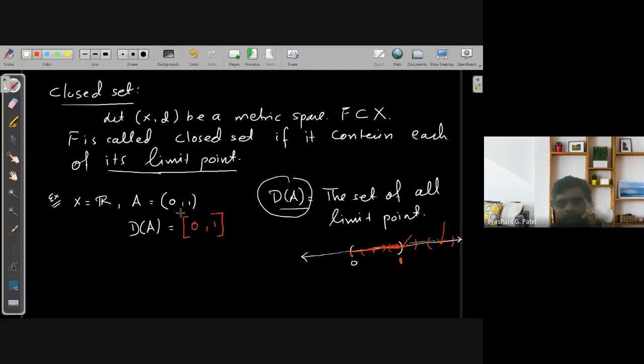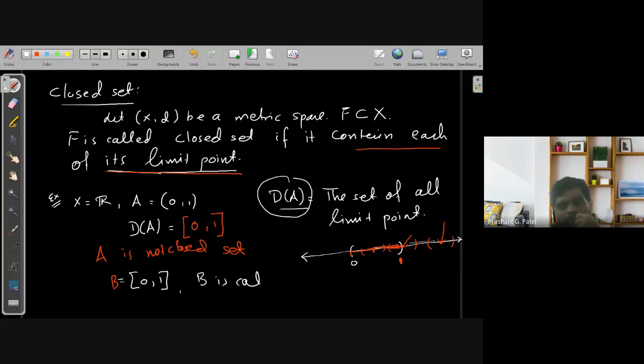Since this A does not contain 0 and 1, I can say that A is not a closed set. Because a set that contains all its limit points is called a closed set. If I define a set B as the closed interval [0, 1], then I can say that B is a closed set. This is the first example. This will be the second example.